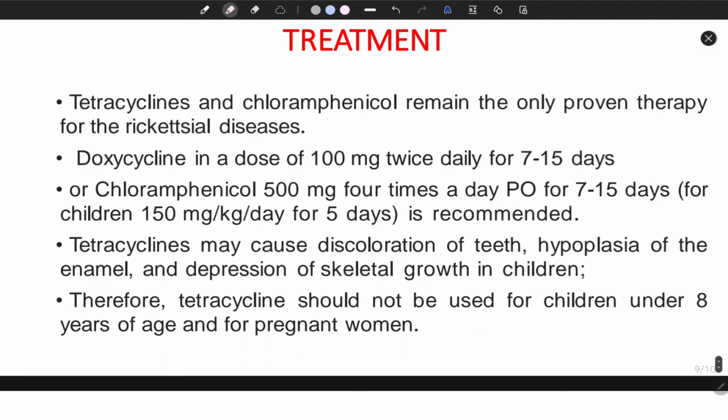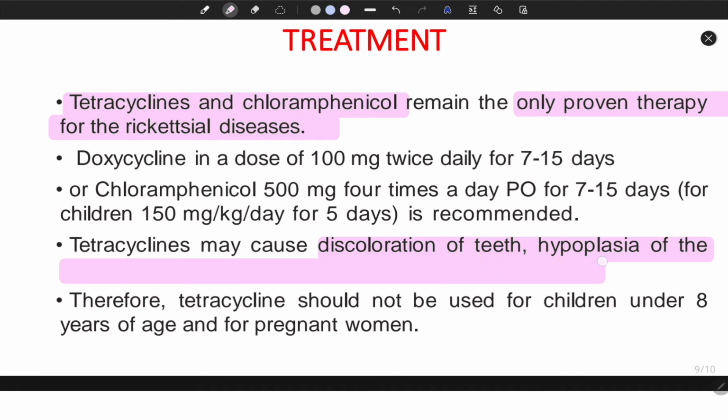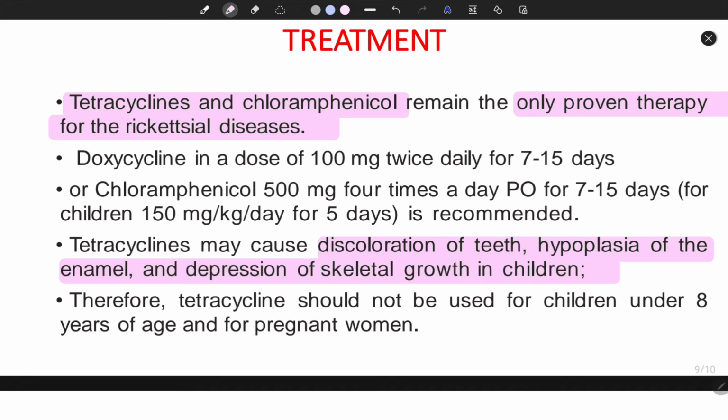Now, treatment. Tetracycline and chloramphenicol remain the only proven treatment for rickettsial disease. Doxycycline in a dose of 100 mg twice daily for 7 to 15 days, or chloramphenicol 500 mg 4 times a day per oral for 7 to 15 days. For children, 150 mg per kilogram per day for 5 days is recommended. Tetracycline may cause discoloration of the teeth, hypoplasia of the enamel and depression of skeletal growth in children. Therefore, tetracycline should not be given to children under the age of 8 years and to pregnant women.